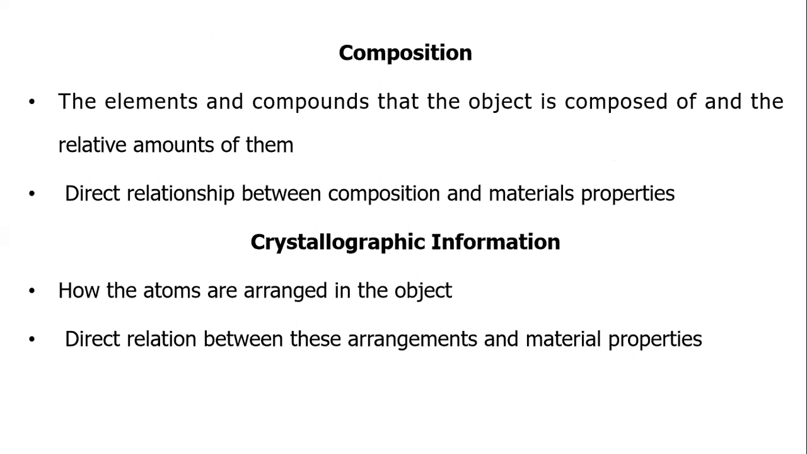Composition: the elements and compounds that the object is composed of and the relative amount of them. Direct relationship between composition and material properties. Crystallography information: how the atoms are arranged in the object. Direct relation between these arrangements and material properties.